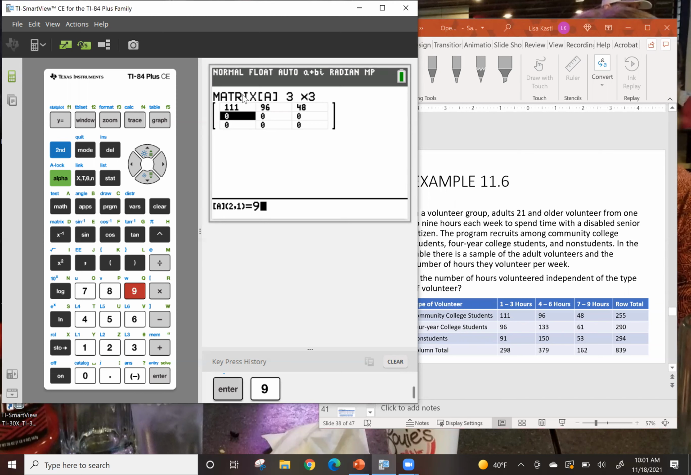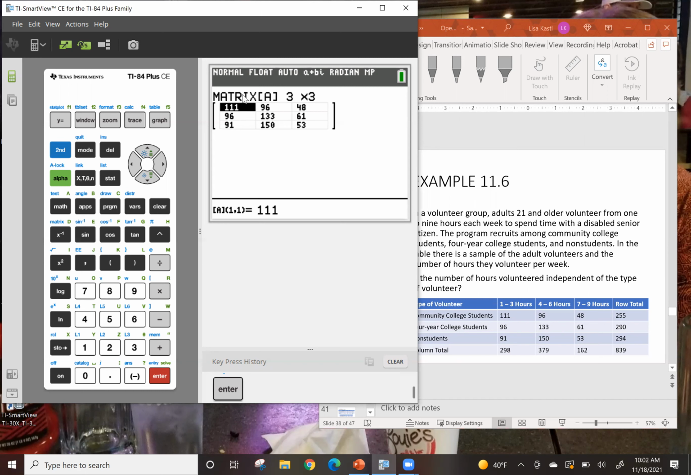Then we're going to put the second row in, 96, 133, 61. So there is the second row in the table of my observed values. Then we're going to put 91, and we're going to put 150 and 53. So there is the table, the matrix that contains the values that I observed from my survey. This is what people told me.